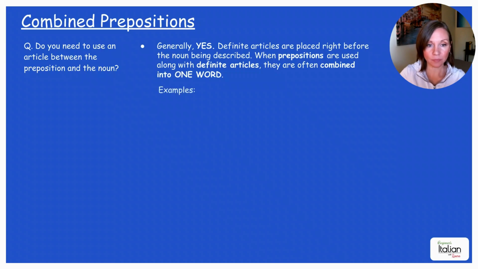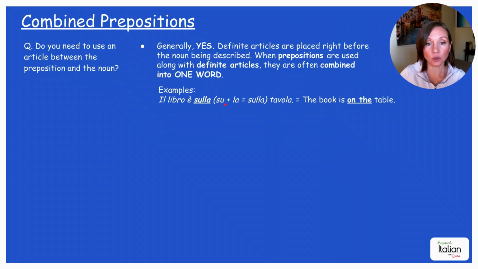For example, il libro è sulla tavola. Okay, so we combine su, on, with the table. So the book is on the table. We'd say è sulla tavola.